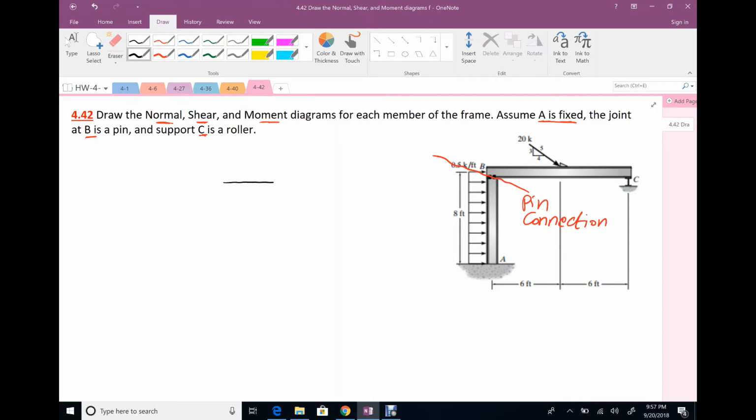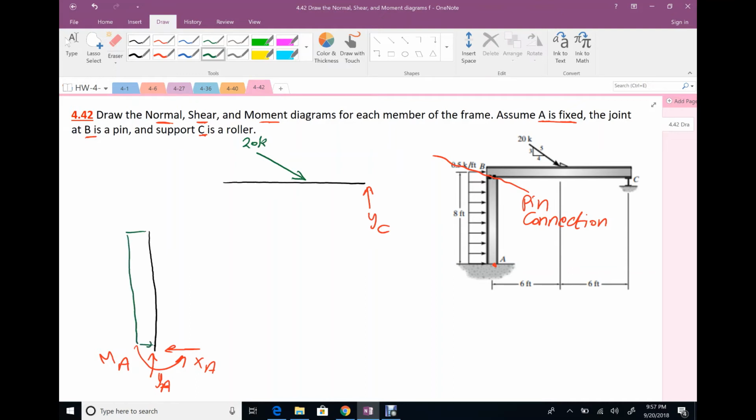To draw the free body diagram after the cut, we have two members. At A, it's fixed, so we have three reactions, YA, XA, and MA. At C, it's a roller, so we have one reaction, YC. For external forces, we have 20 kip, an inclined force, and a horizontal uniform distributed load with value 0.5 kip per foot. And we did the cut at this point, which is the pin connection.